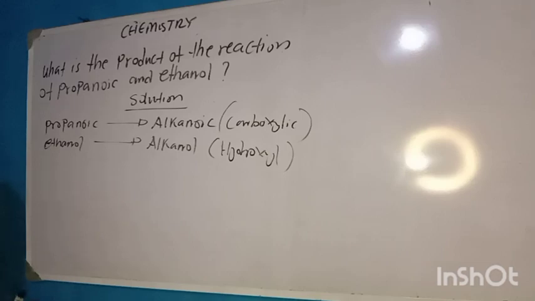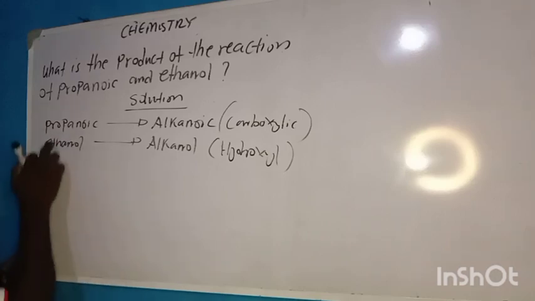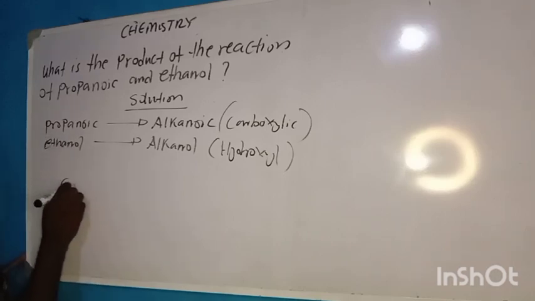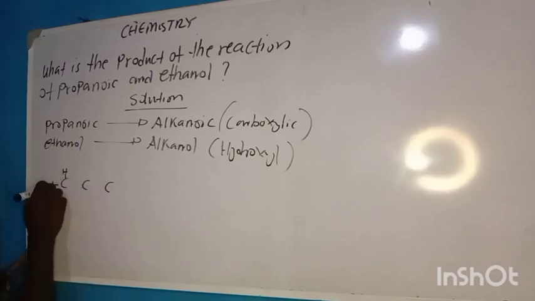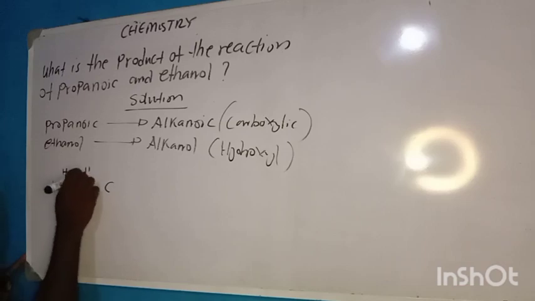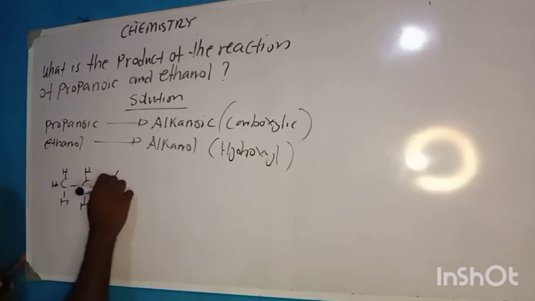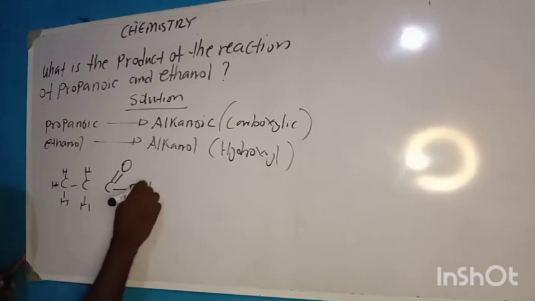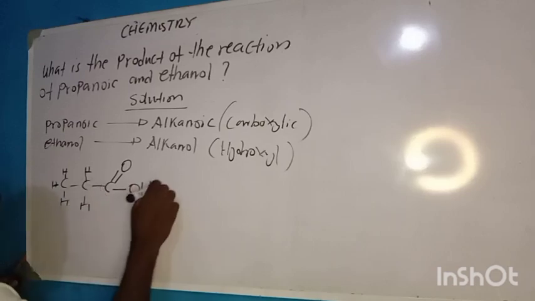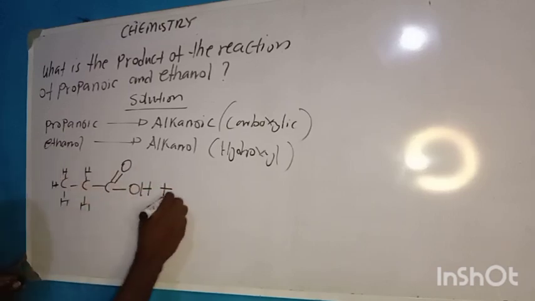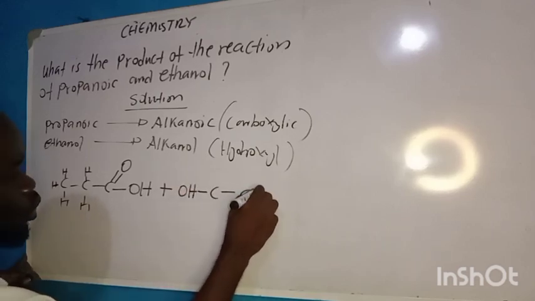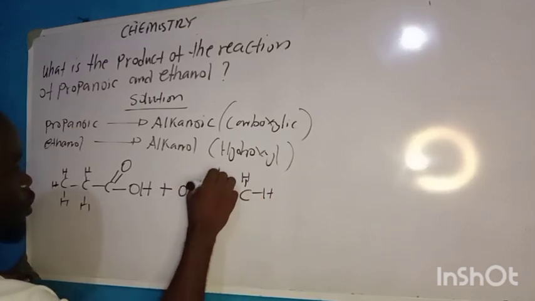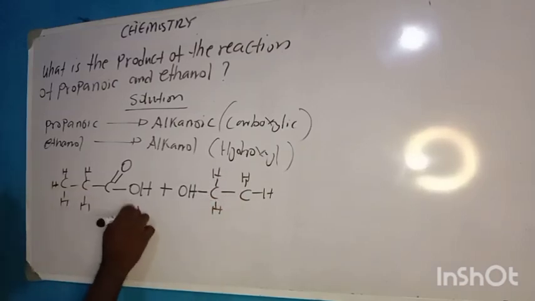So in that case, let us write the compound propanoic acid. That's going to be 1, 2, 3 carbon atoms. Prop means 3. So attaching your hydrogen atoms, then let's put our carbonyl here and the hydroxyl. Plus ethanol. Ethanol is the hydroxyl attached to 2 carbon atoms with hydrogens. So the product of the reaction is going to be what?